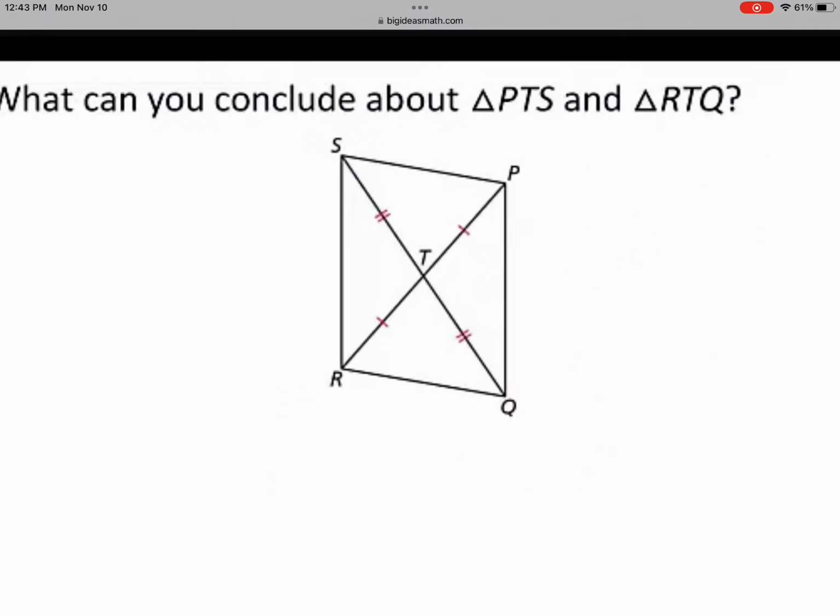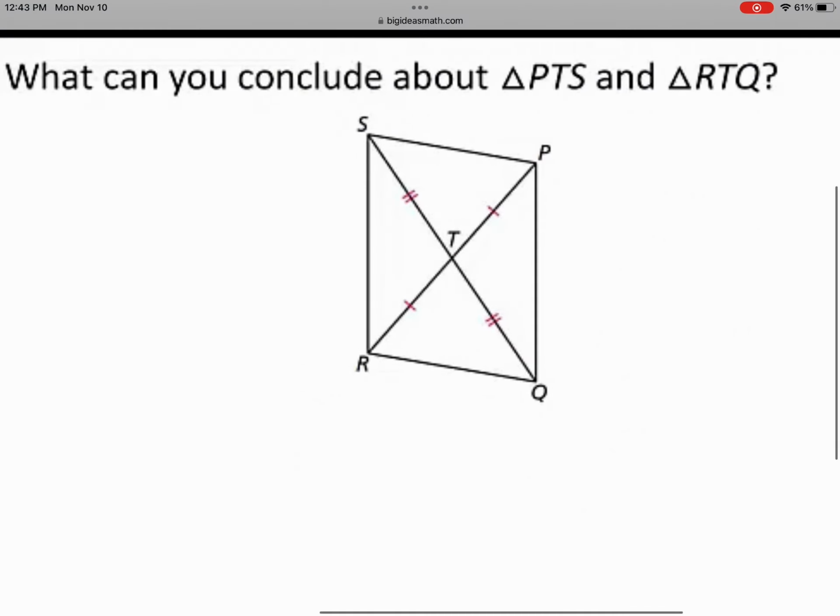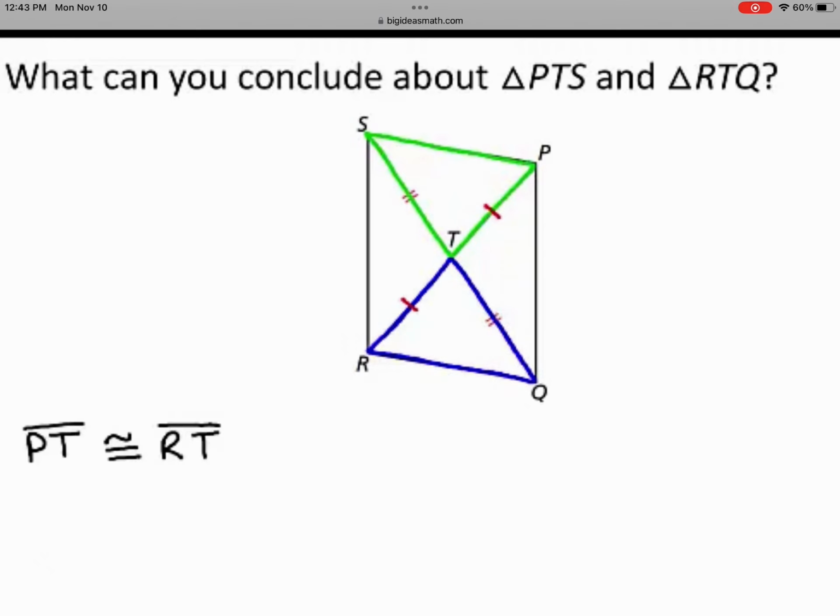What can you conclude about triangle PTS and triangle RTQ? To begin this problem, first locate triangle PTS and triangle RTQ on the diagram. Now, from the markings on the diagram, you know that side PT is congruent to side RT, and side ST is congruent to side QT.